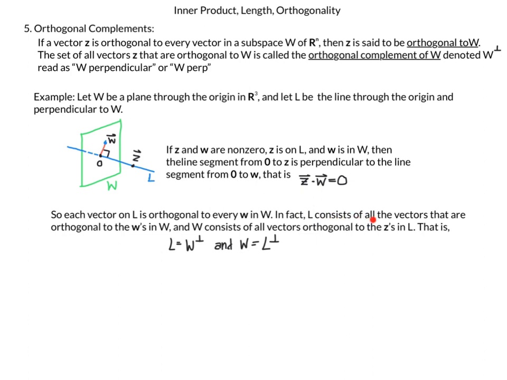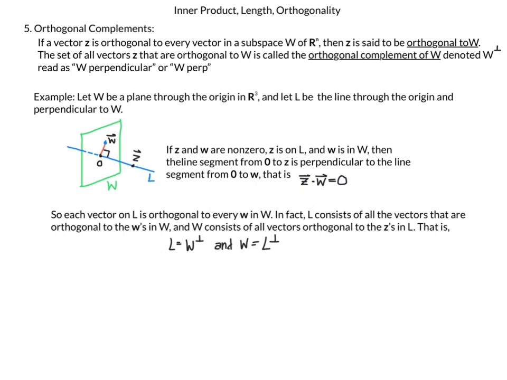And in fact, L consists of all the vectors that are orthogonal to the W's in W, and W consists of all the vectors orthogonal to the Z's in L. That is, L is W perpendicular, and W is equal to L perpendicular.